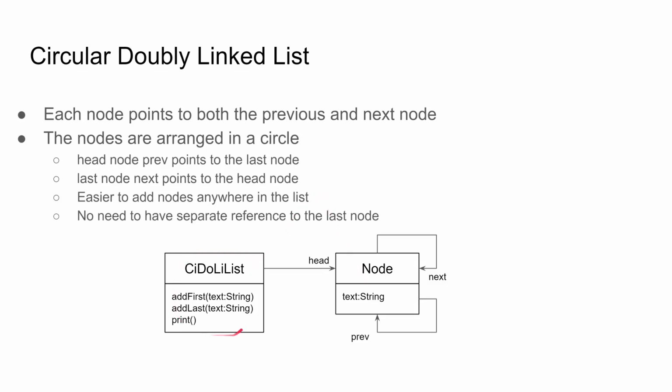And we have the list class again with the head pointing to the first node in the list. And this makes it easier to add nodes anywhere in the list, even at the last node. And we don't need to have a separate reference to the last node in the list class. We have two operations. We can add things first and we can add things last. And we can, of course, print.